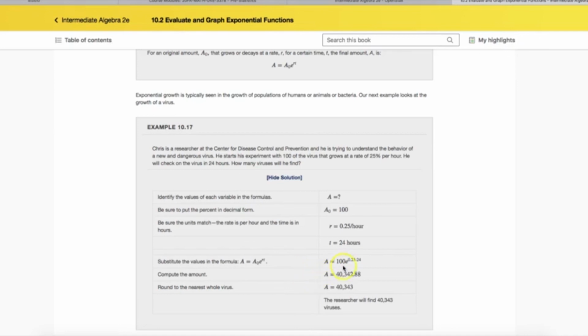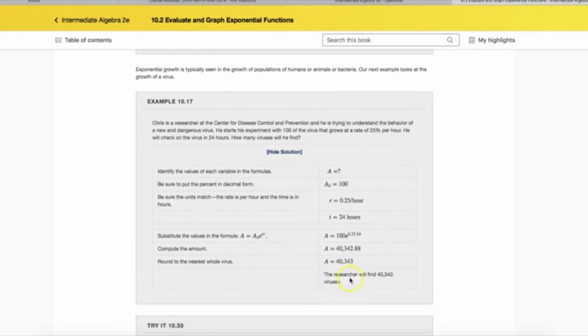If you substitute all these values in, 100 for A naught, 0.25 for R, 24 for T, and evaluate it, you're going to get something close to 40,342.88. Since we're talking about a number of viruses, you would round this to the 3 here in the ones place. Again, this is just a prediction. They should probably say the researcher expects to find this many viruses, but we'll forgive them for that lapse in precision.